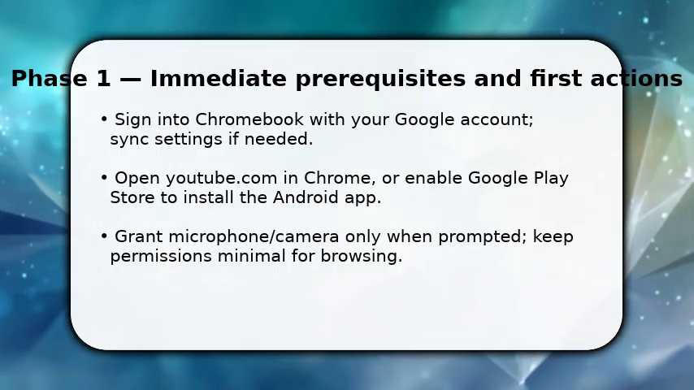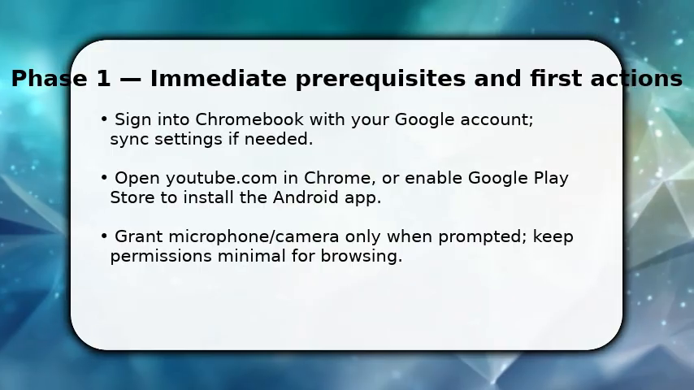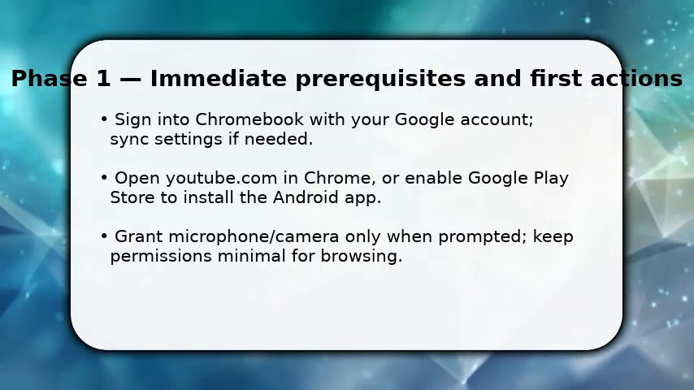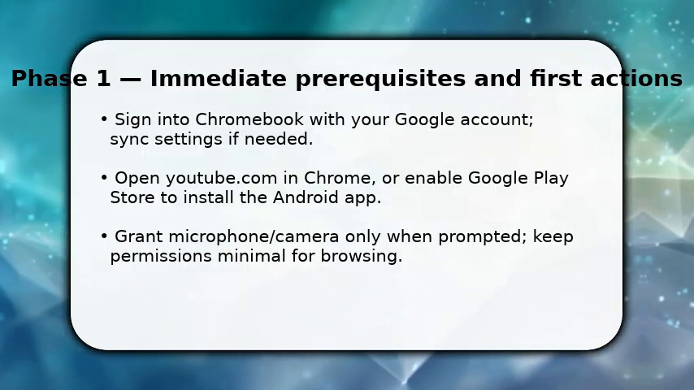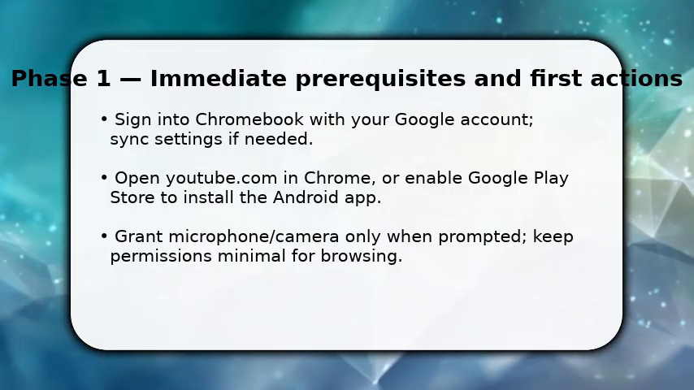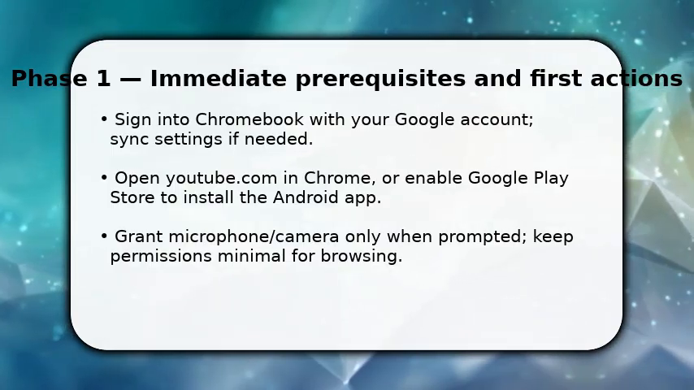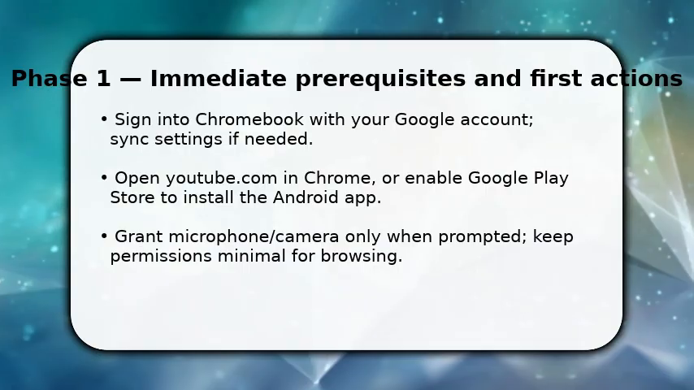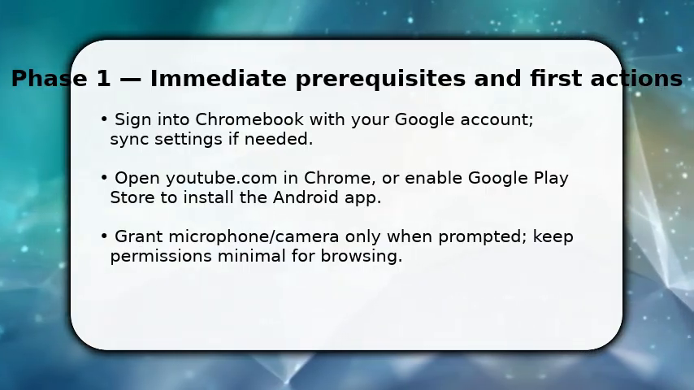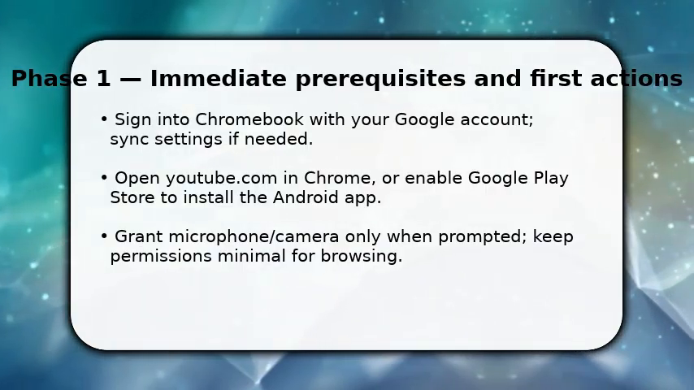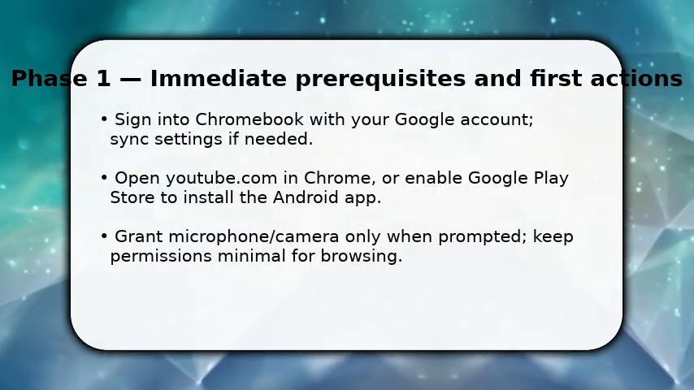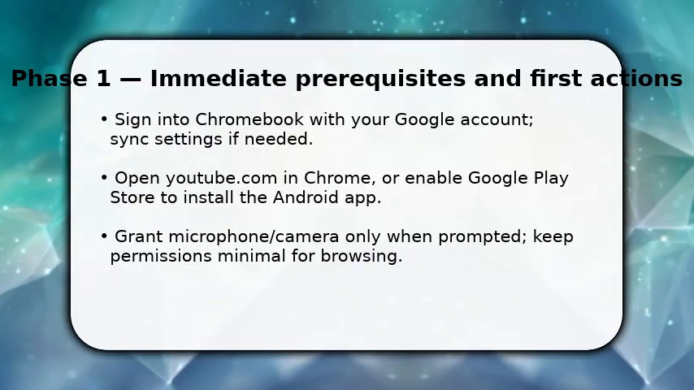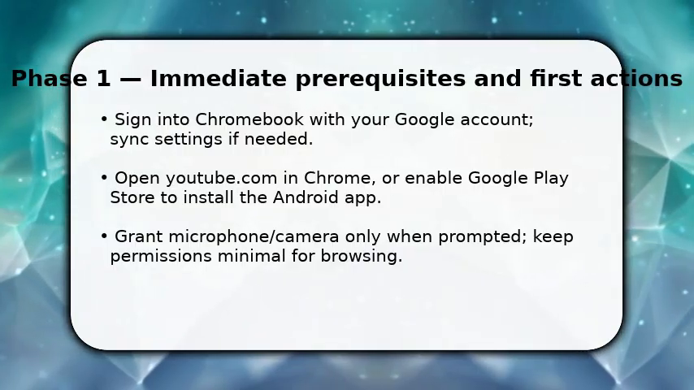You're signed in, so start by opening Chrome and navigating to YouTube, or enable the Google Play Store to use the Android app. Once done, install the YouTube app if you prefer app features. Make sure you grant microphone or camera permissions only when required. You'll want to sync your Google account for subscriptions and watch history to appear. This gets you into the same ecosystem across devices, which saves time and avoids repeated setup later, so do that now.